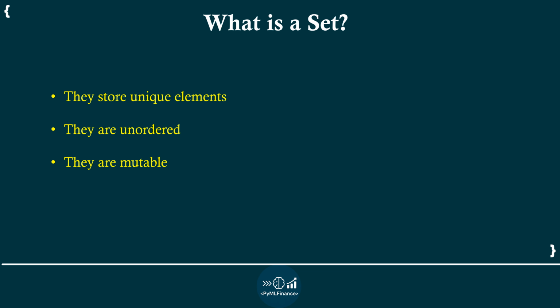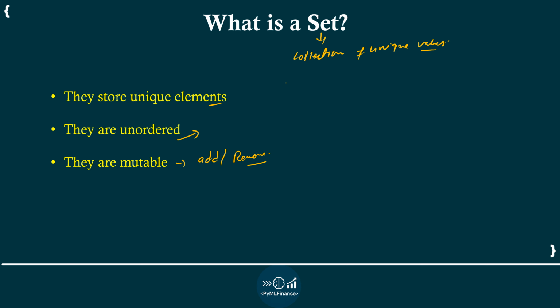Alright, so what exactly is a set? A set is a collection of unique values. They are unordered, the elements within sets are not in any order. They are mutable, that is, you can add or remove any item from the set.